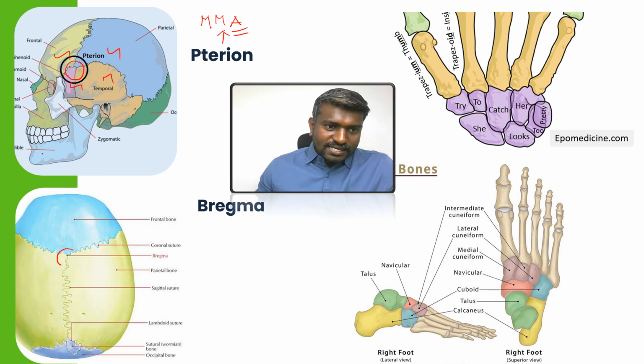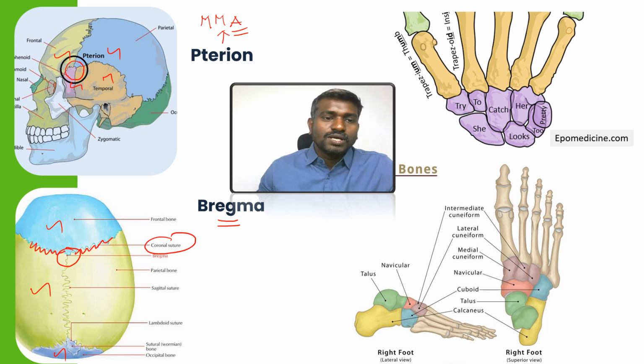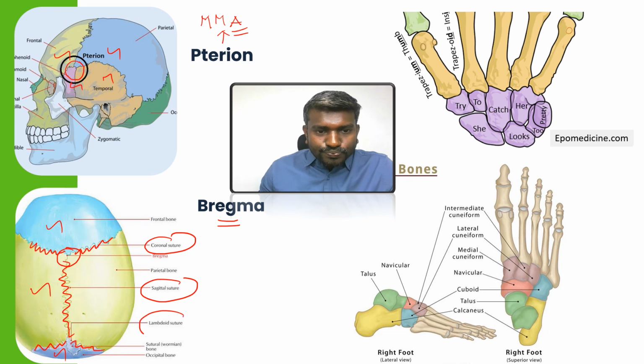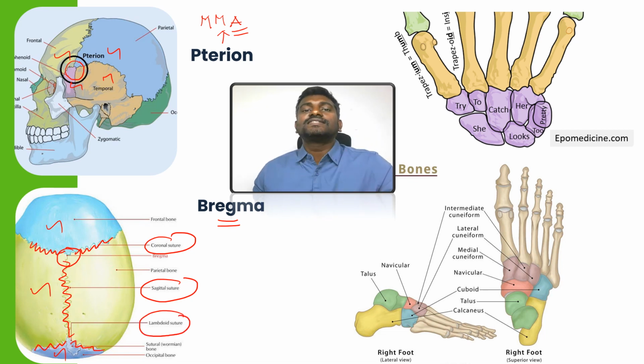Look at the marked area here. This is called what? Bregma. We all know this is where the frontal bone, the parietal bone and the occipital bone meet. The suture between the frontal and the parietal is called what? Coronal suture. And this is the sagittal suture, and the one down here is the lambdoid suture. Great.